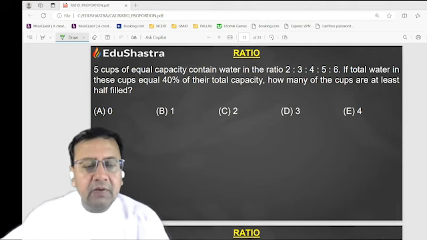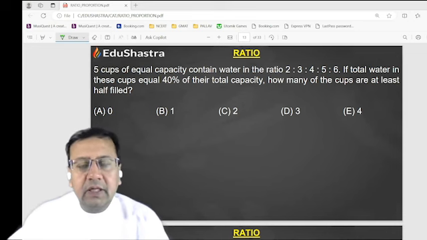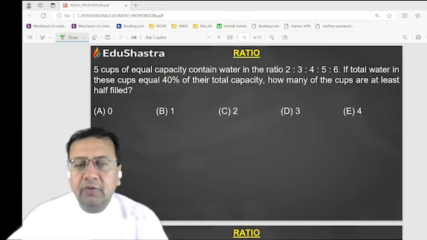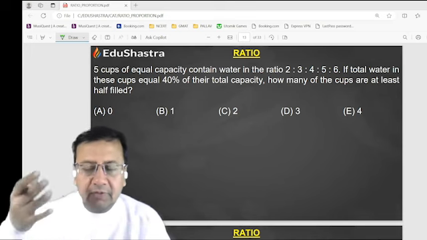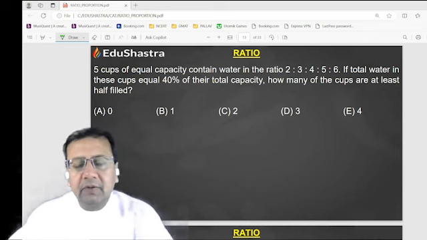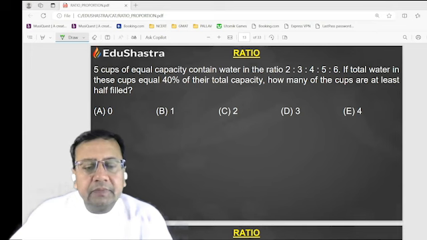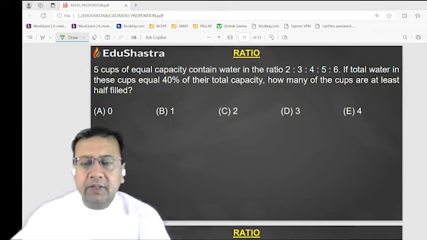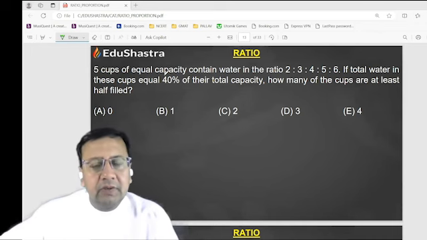Hello, yes, Siddhi. So, what is the correct answer? According to me, the answer should be 2. Two means option C, cups two? Option C. Okay, so how is this? I actually assumed the capacities of the container to be 100 each. So total capacity turns out to be 500. 40% of 500 is 200. So 20x equals 200. X comes out to be 10. And then at least half are 2 cups. Okay, yes.